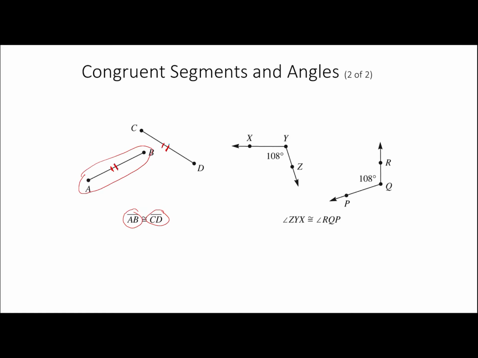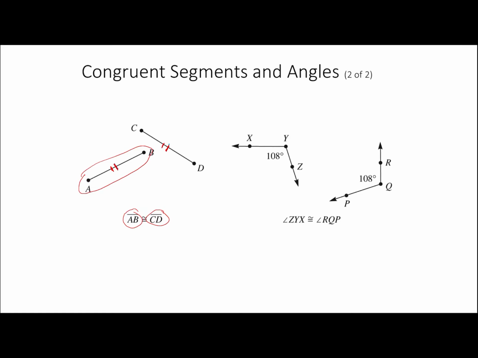And then if we're talking about congruent angles, in this case, angle XYZ, or ZYX, however you want to say that, has a measurement of 108 degrees. Well, angle PQR, or RQP, again, whichever way you want to say that, also has an angle measurement of 108 degrees. And so we say they are congruent. They have the same measurement. Again, they are not equal unless they are the same angle.